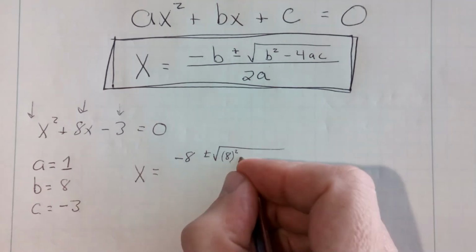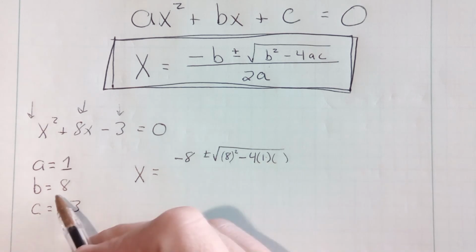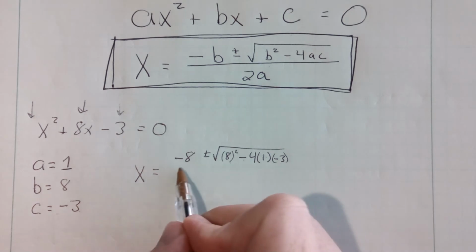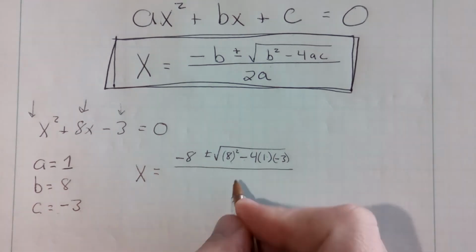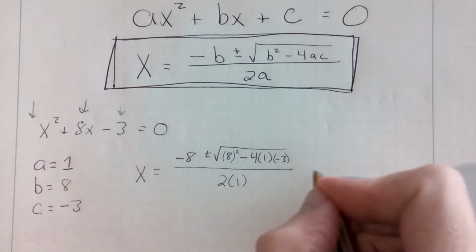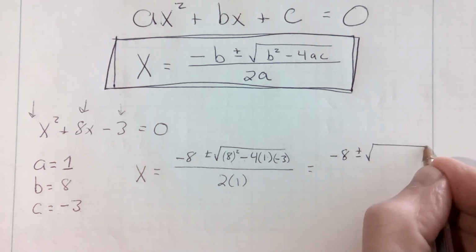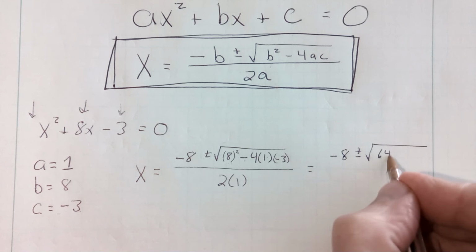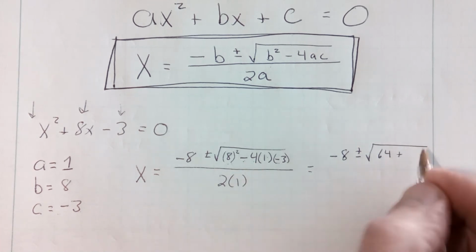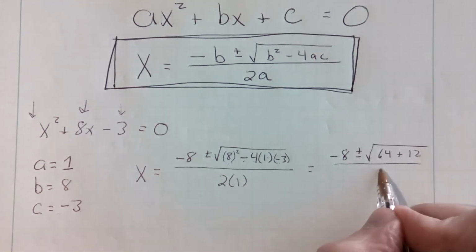But then we're going to minus 4 times a, which is 1, times c, which is -3. So I'm going to have a negative times a negative, and that's going to end up becoming plus in a minute, all over 2 times a, where a is 1. Now you just simplify and reduce. So I have a -8 plus or minus the square root. 8 squared is 64. Negative times a negative is going to be plus. 4 times 3 is 12, times the 1 is still 12, all over 2.